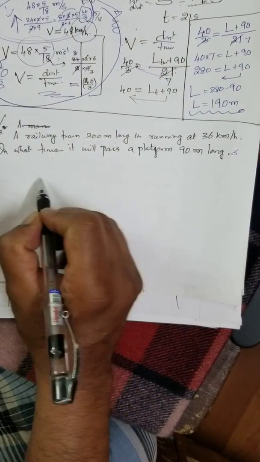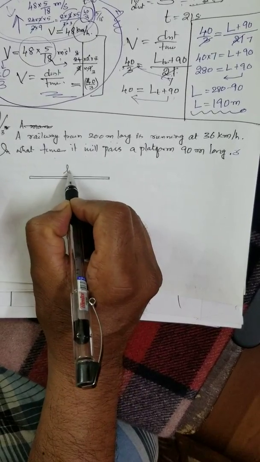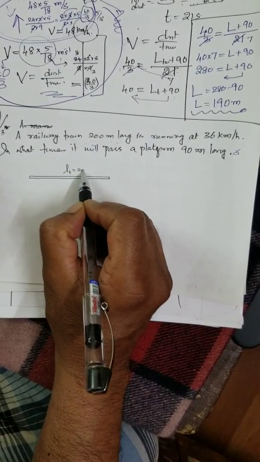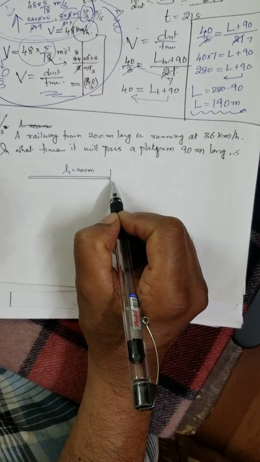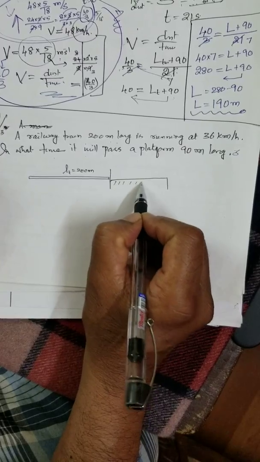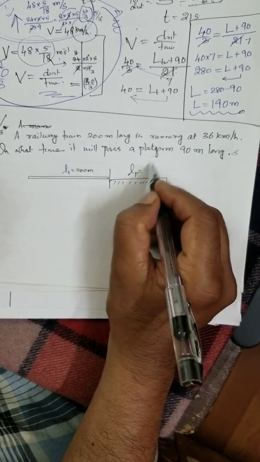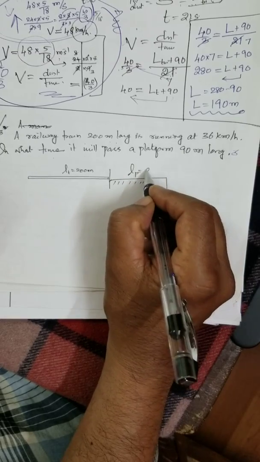A railway train of 200 meter long. See, this is a train. Length of the train, this is 200 meter long. It enters the platform. This is a platform. Length of the platform is exactly 90 meter.